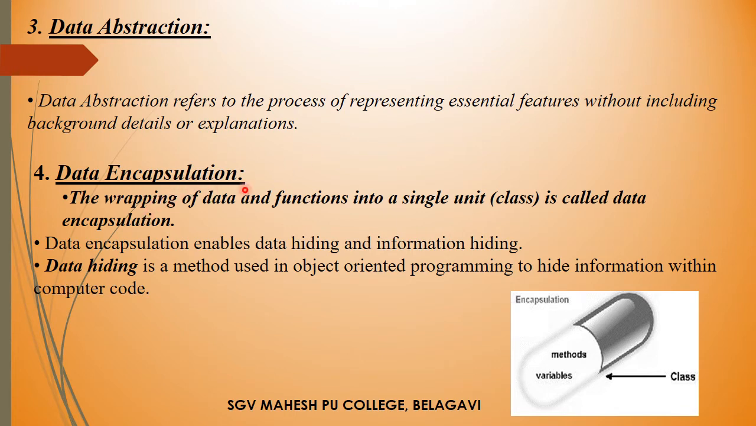What is data encapsulation? It's a wrapping of data and functions into a single unit which is called a class, and this process is called data encapsulation. It's nothing but providing a hiding feature for your programs with the help of access specifiers. So with the help of data encapsulation, we are trying to hide the data. This method, which we use in object oriented programming, is specially used to hide information.